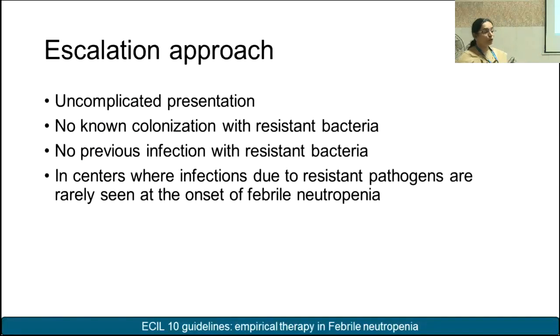So there are two types of approaches when we come to febrile neutropenia. The first is known as an escalation approach. This is for a stable patient, where you have an uncomplicated presentation, no known colonization or previous infection. And most of our centers at least are not teeming with CR organisms in the first instance.